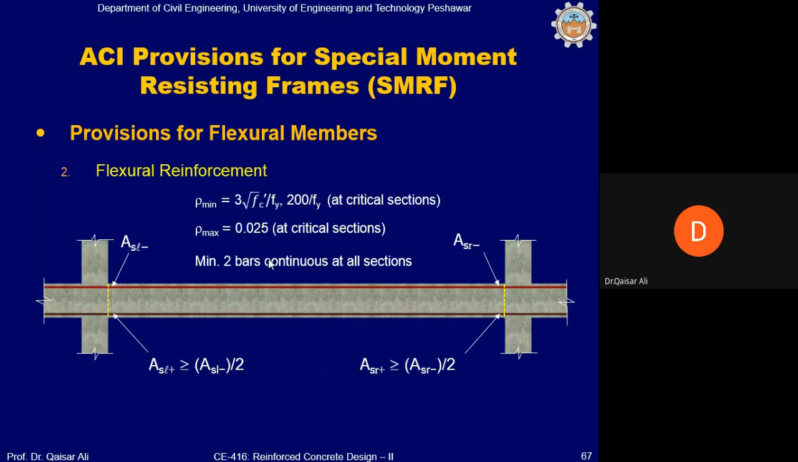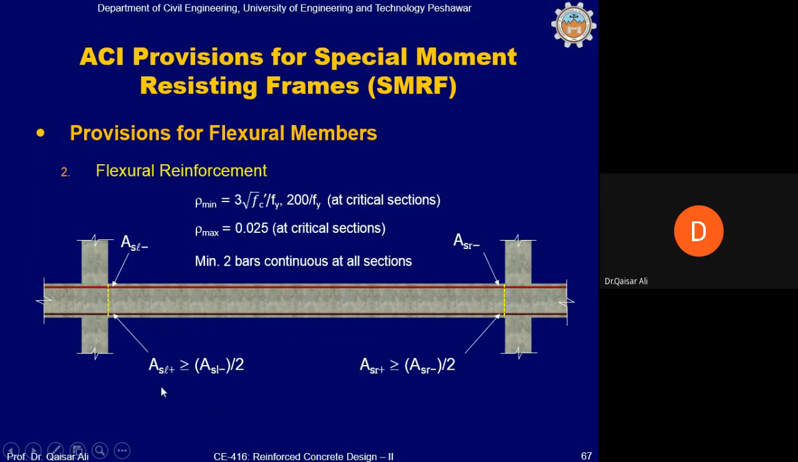ACI code says that the positive reinforcement on the bottom side at the end of the beam shall be at least 50% of the top reinforcement. For example, if you have 8 bars as negative reinforcement, which you have obtained from the analysis and design, 8 bars as top bars, and from your analysis and design you obtained 3 bars, finally you calculate that 3 bars shall be used as bottom bars at the end of the beam. This you cannot do because of this restriction.